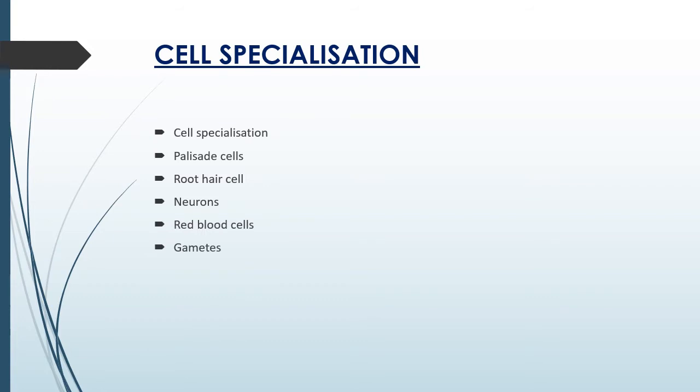Hi guys, welcome back to Fundo Online O-Level Biology, and today we're going to learn about cell specialization. What we're going to learn about today is cell specialization, palisade cells, root cells, neurons, red blood cells, and gametes. So let's continue.